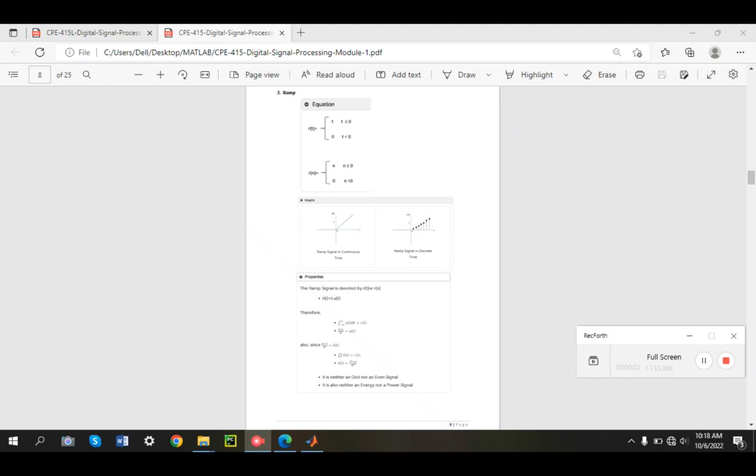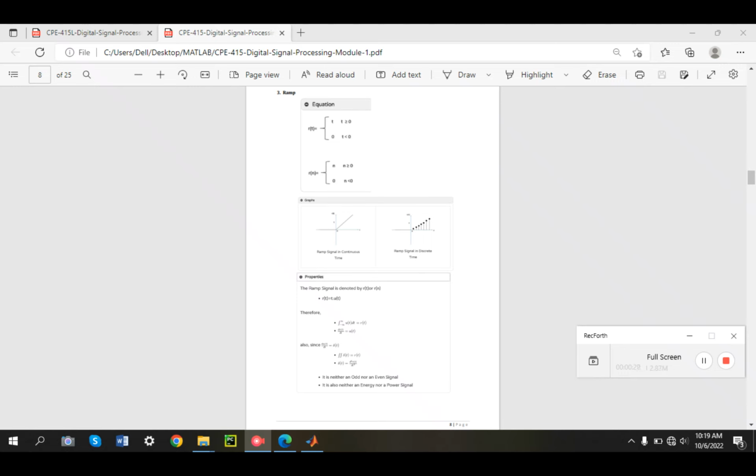Now we'll proceed to the third. The ramp signal is a type of standard signal which starts at t equals 0 and increases linearly with time. The unit ramp function has unit slope. So this is the expected graph of the ramp.